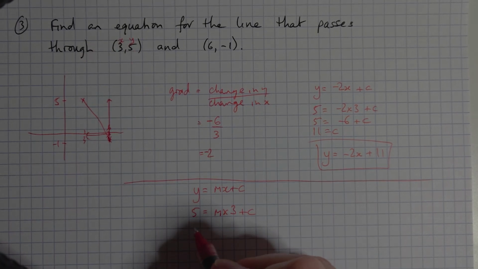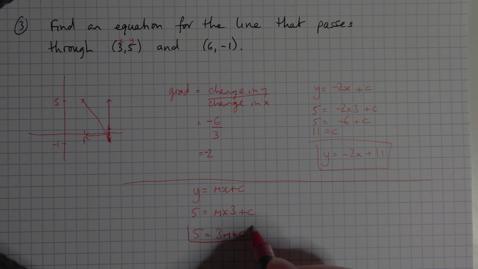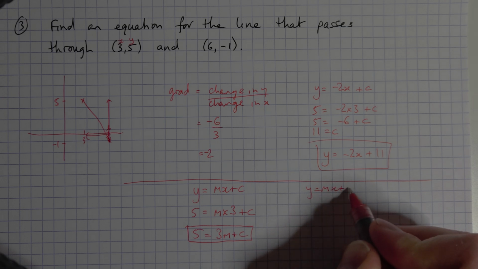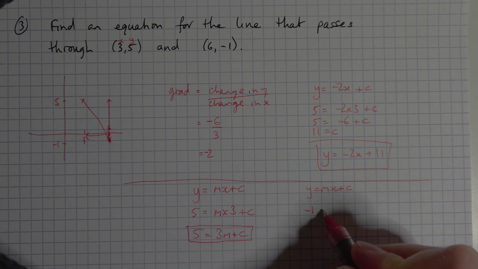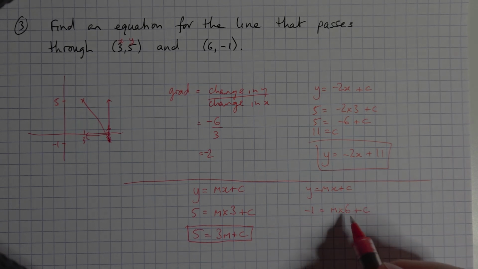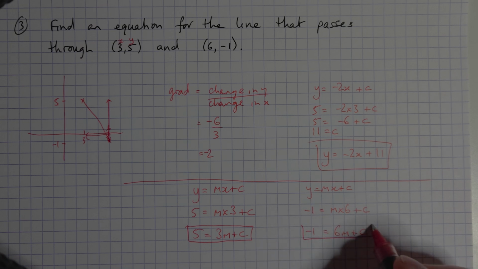That could be rewritten more simply as 5 equals 3m plus c. Just put that in a box. It's not the answer to the question, but it's interesting for the moment. I could have said, using this one, that y is -1 when x is 6. That's better written as 6m, so -1 equals 6m plus c.